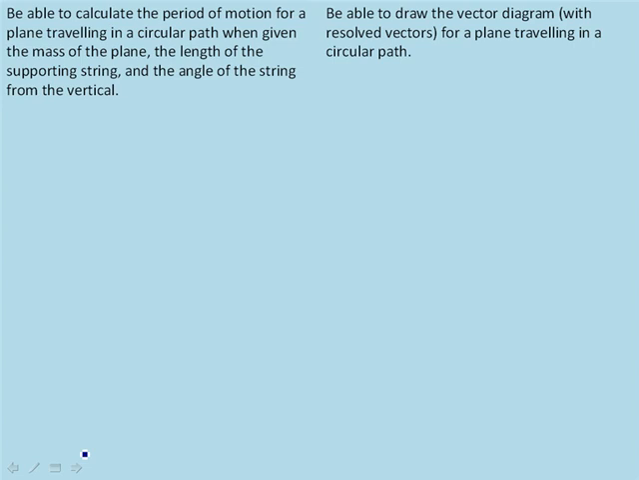Be able to calculate the period of motion for a plane traveling in a circular path when given the mass of the plane, the length of the supporting string, and the angle of the string from the vertical. And then also be able to draw the vector diagram. So let me do that here. Let's take an example. Let's say that, for example, the mass will be 1 kilogram. That's the mass of the plane. The length of the string will be 1 meter, and the radius of the motion will be 0.5 meters.